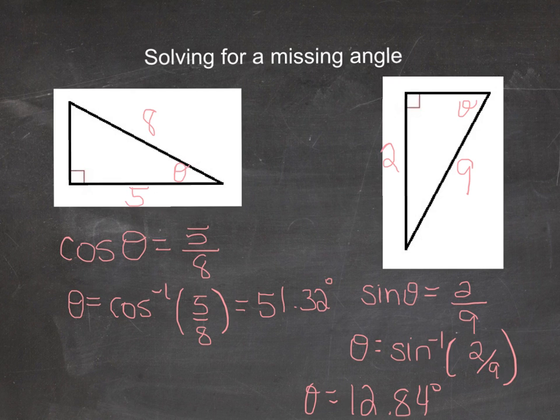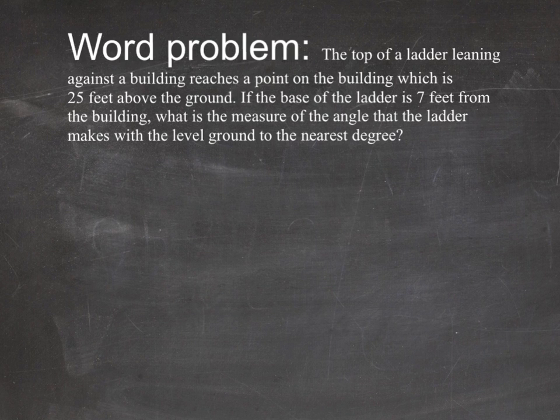Okay, and let's just see one quick word problem. So I have the top of a ladder is leaning against a building, and it reaches a point on the building which is 25 feet above the ground. If the base of the ladder is 7 feet from the building, we want to find what is the measure that the ladder makes with the level ground to the nearest degree.